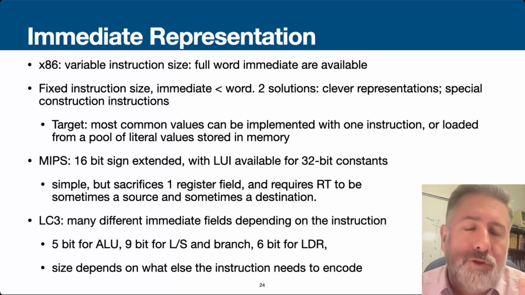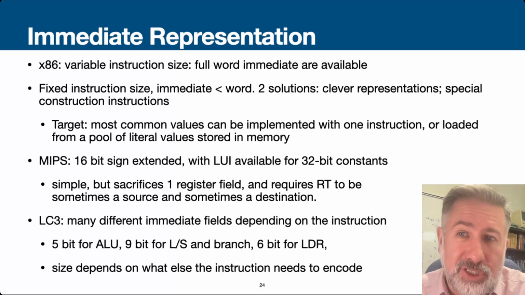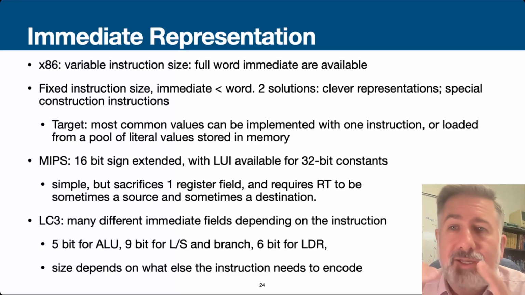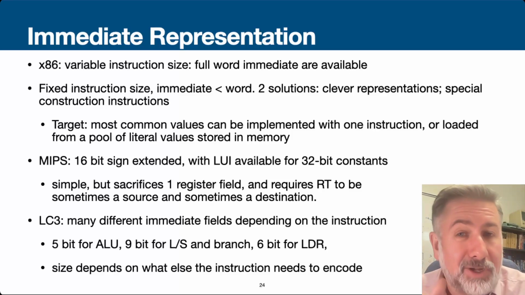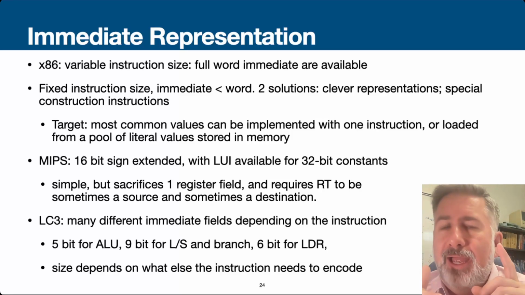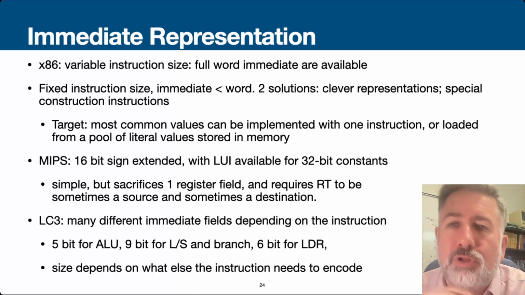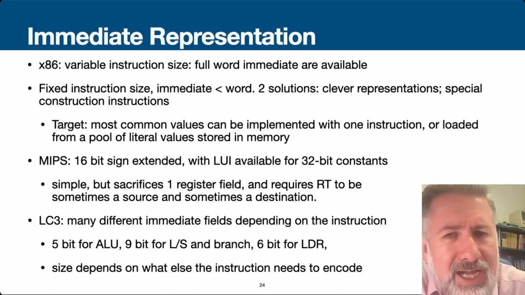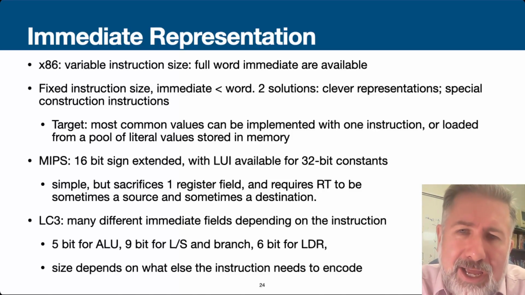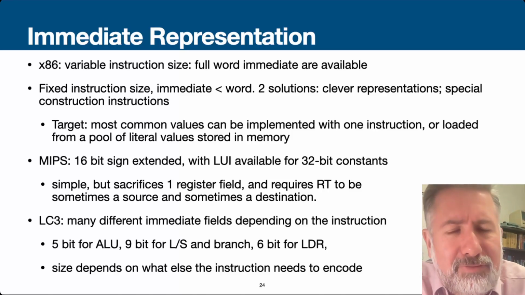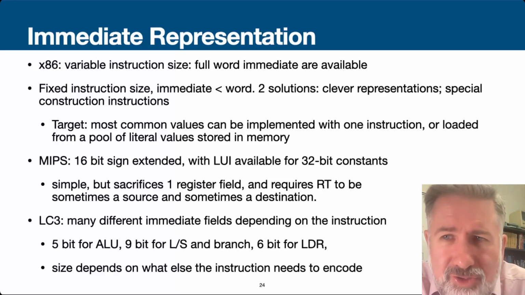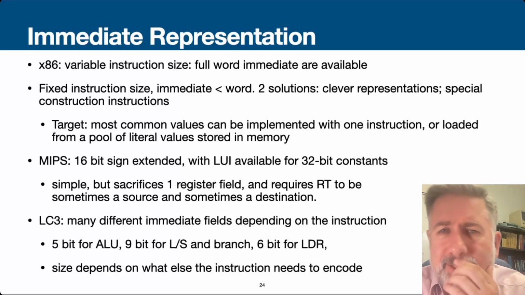In general, the target of this kind of design decision is make the common case fast, make common values implementable by one instruction, or the other way to do this is to load common values from a pool of literal values that are stored in memory. That can slow things down because you're doing a memory access instead of an immediate value. But in general, we want to have the most common immediate values be accessible within the instruction. So a few different ways to do this.